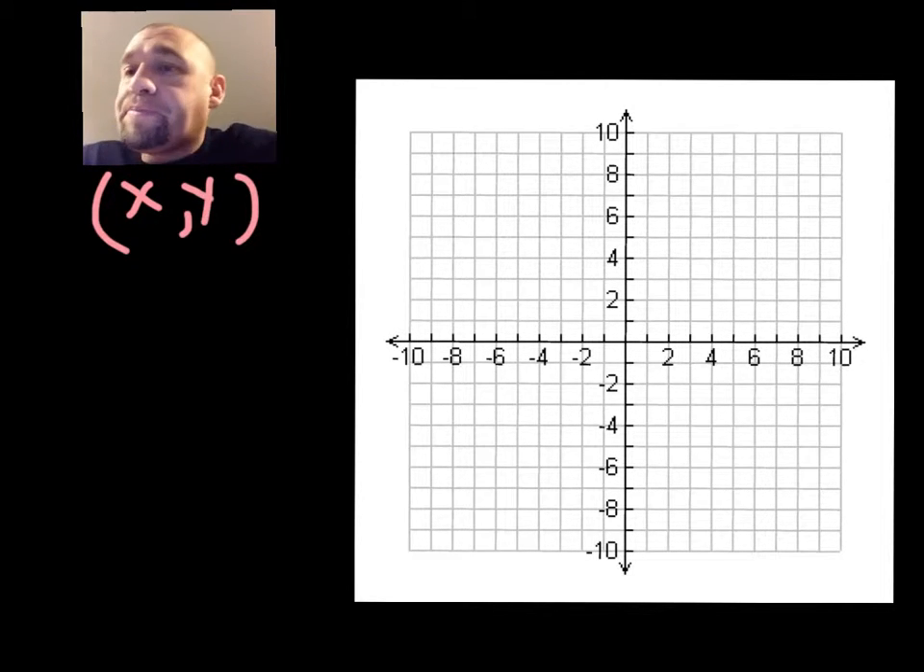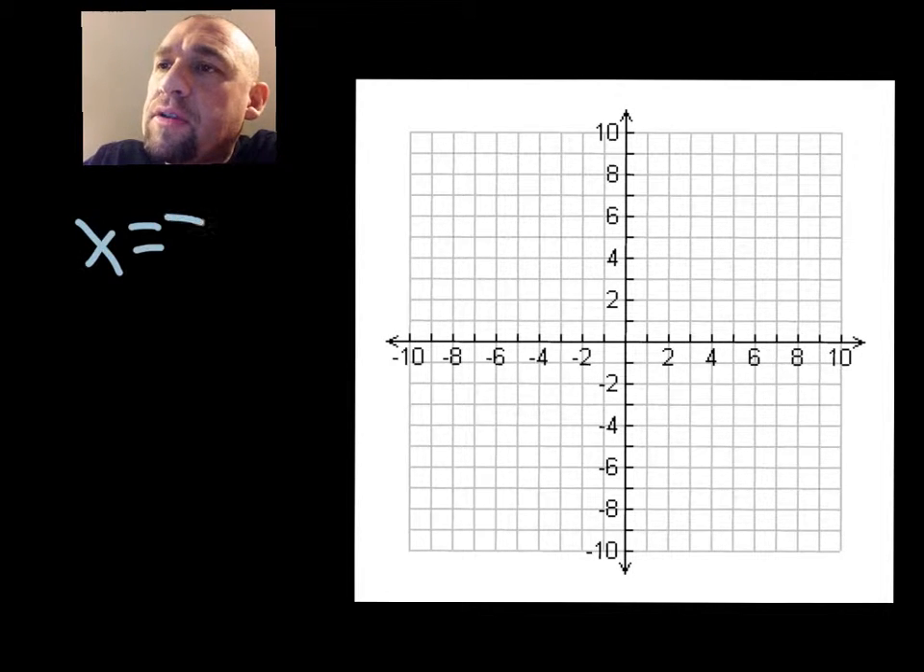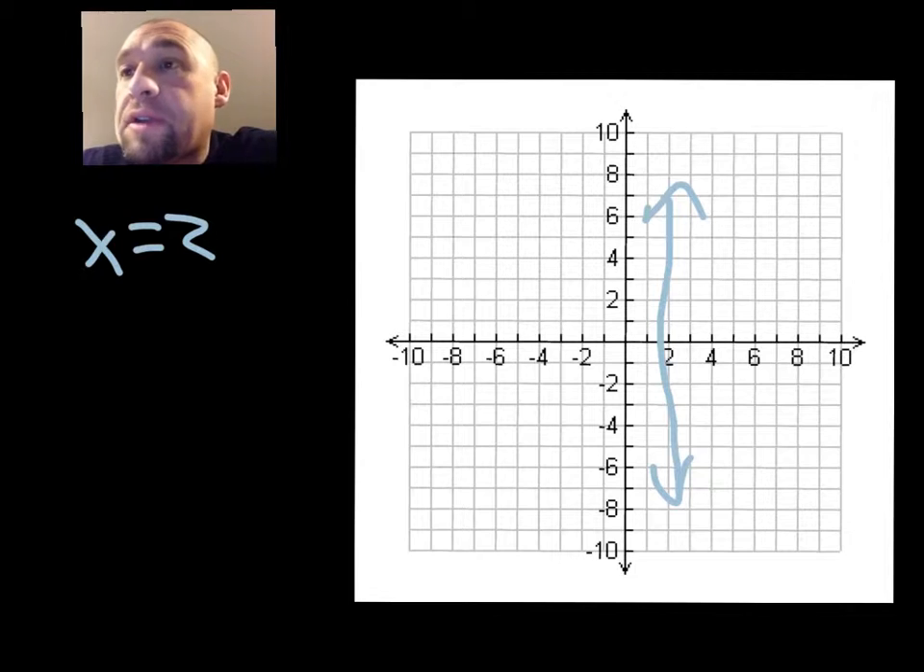So, good. One of the things that is oftentimes trickier than it should be is just graphing some nice little ones. What if I said x equals 2? And I said, where does that get graphed? Well, it's a vertical line. It goes on forever and ever at x equals 2. Whenever x is 2, there's a line there. That's all there is to it.